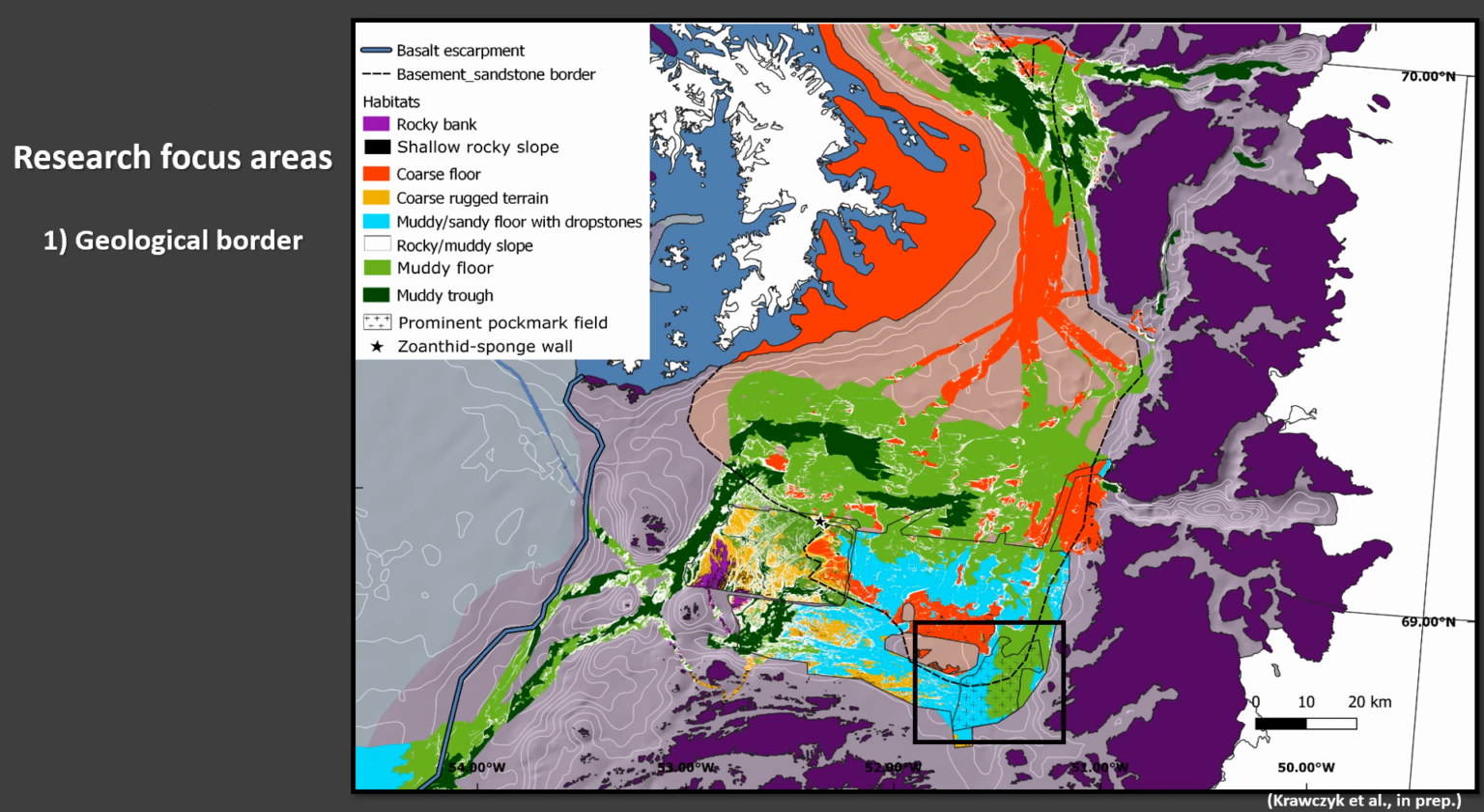In this presentation, we chose to focus on three research areas, and number one is the geological border, which you can see in the southern region marked with a dashed line. And that border separates the Precambrian gneiss, which are the oldest rocks on the planet, from the Cretaceous sandstone. So the Cretaceous sandstone dominated during the times of the dinosaurs. Now, the outlined area with these little crosses in the middle is a pockmark field with gas seeps.